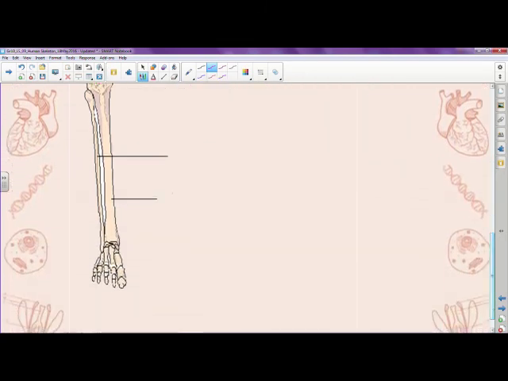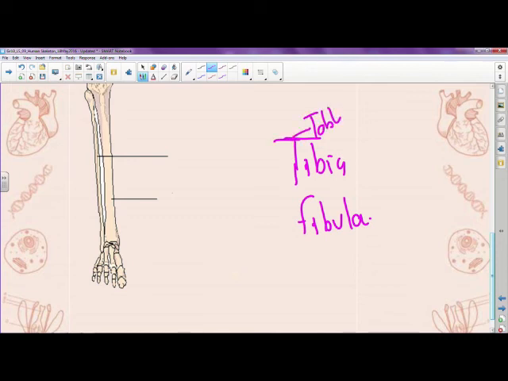Now if we have a look at the leg, what do we have again? All right, two bones. Now, how do I remember which is which? The two bones are tibia and fibula. Now, what does that mean? There's two of them. I remember tibia as table, because which is the one that I always walk into the table with? This nice big one over here. Okay, that is going to be my tibia.